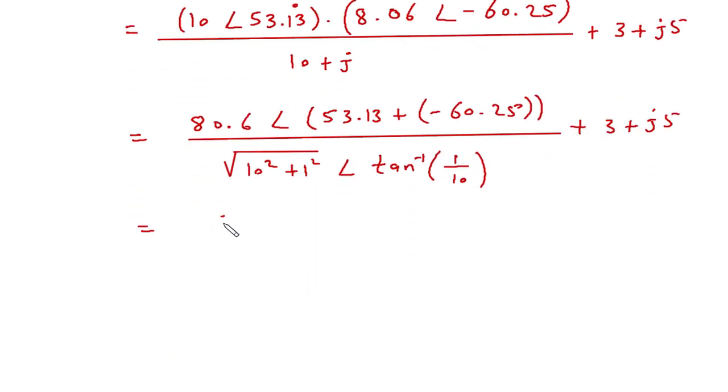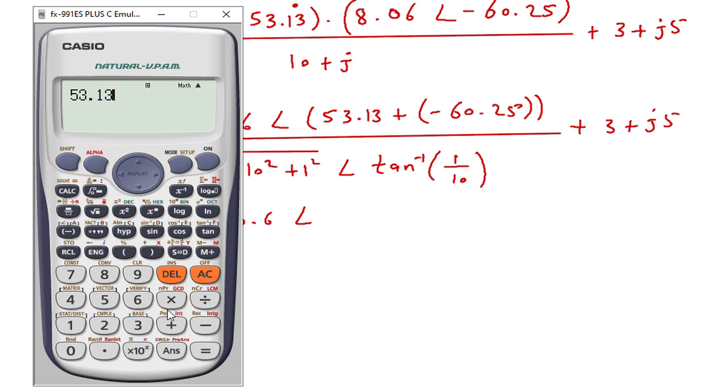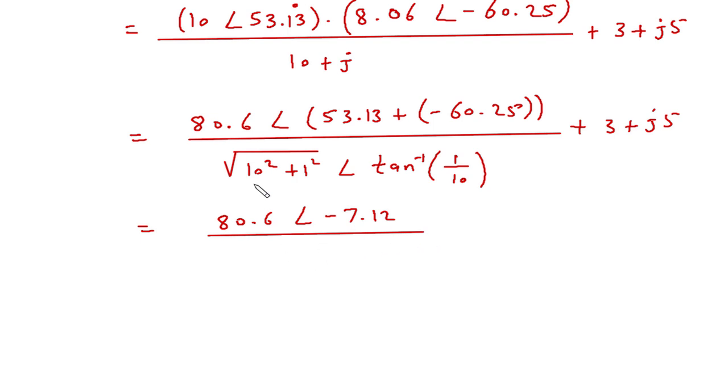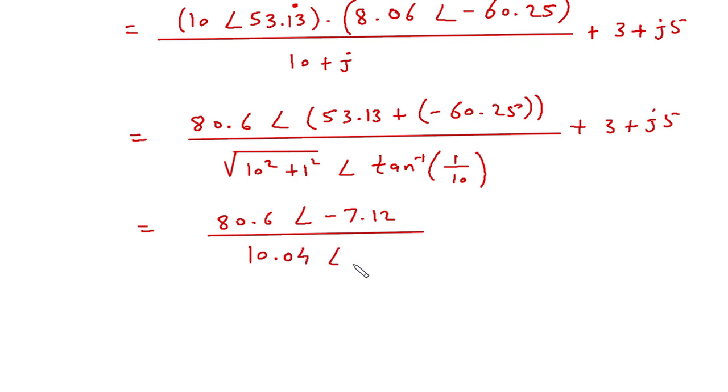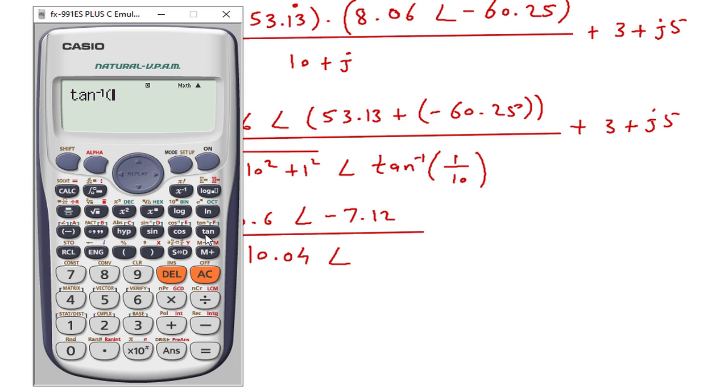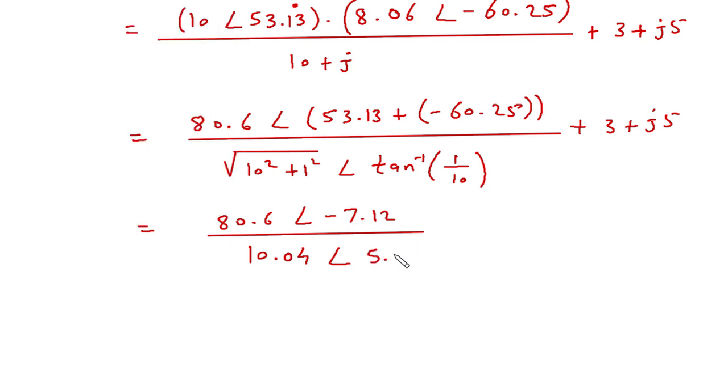So it will be 80.6 at an angle of, now this will be 53.13 plus minus 60.25. So it is minus 7.12, divided by, now under root of 10 square plus 1 square. So it is 10.04 at an angle of tan inverse of 1 by 10, 5.71. Plus 3 plus j5.